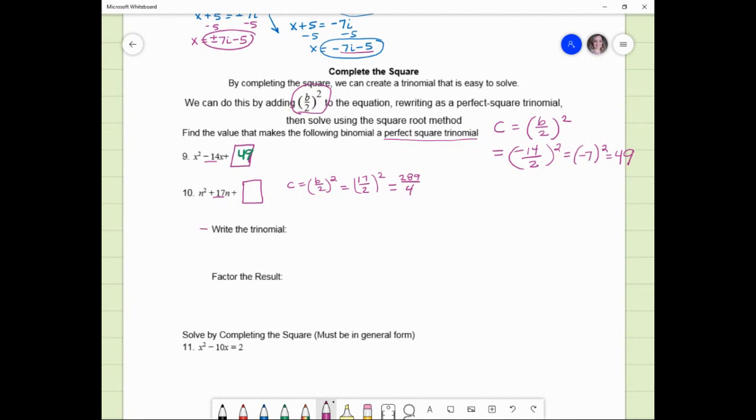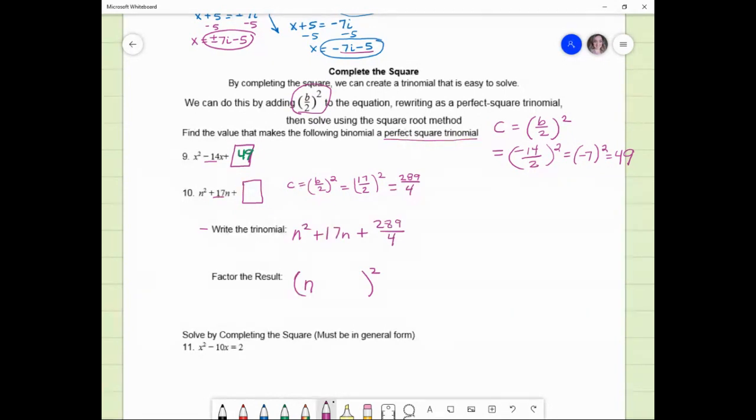Now in your homework, it's going to say write the trinomial. So we're going to write n squared plus 17n plus 289 over 4. That's our new trinomial. And then it will say factor the result, and that's the next step in complete the square. And when we factor it, now we typically deal with x. In this case, we have an n, but we're always going to have these pieces shown right here.